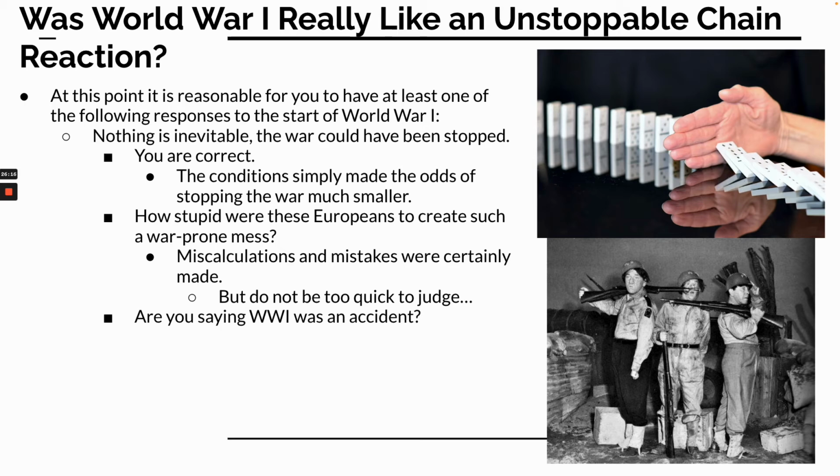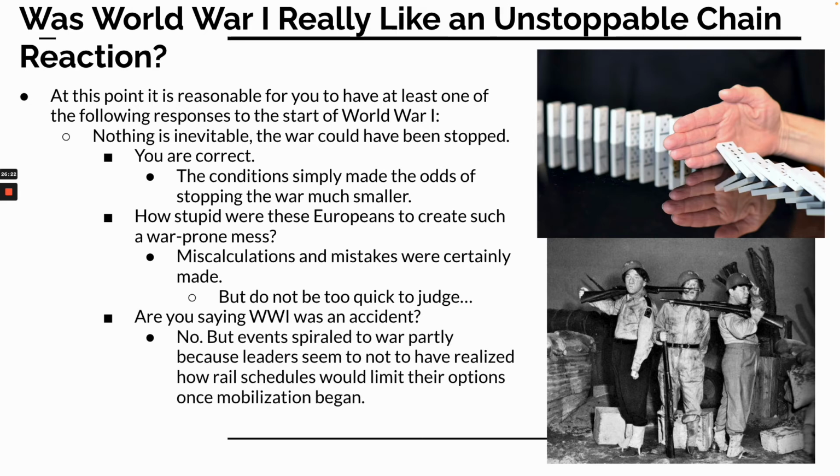You could also wonder if I'm trying to say that the railway schedules made World War I an accident. Again, no. It was not inevitable, and it was not truly an accident, but things spiraled out of control and led to war, partly because those leaders did not seem to realize just how much the rail schedules had left them in a situation where once they started getting ready for war, it was really hard to pull back from the brink. I mean, Tsar Nicholas did realize what had happened, but too late. And Germany, the Kaiser seems not to have realized that if he was going to approach the Tsar with a peace deal, he needed to have done that sooner, right, because of the importance of rail schedules.